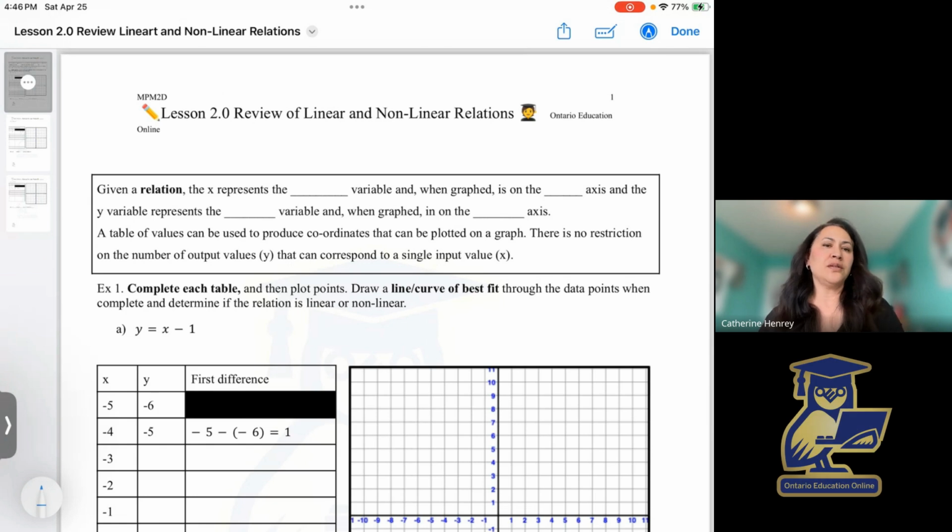Hi, everyone. Welcome to our new unit on quadratic functions. Before we get started with the quadratics, I just wanted to take a minute to review linear and nonlinear relations. So given the relation, x represents the independent variable.